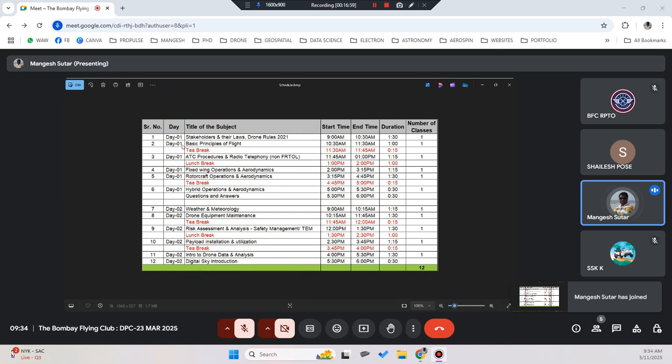So we have completed stakeholder basic principles, ATC procedures, fixed wing, rotorcraft, and hybrid.